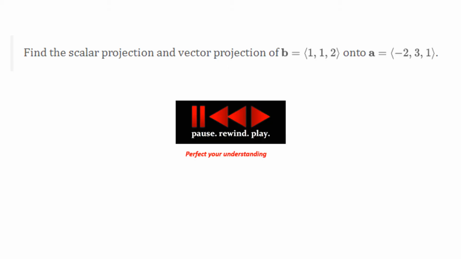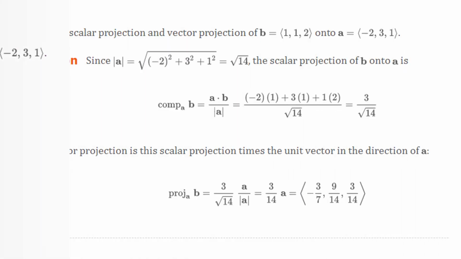Okay, so let's do this as an exercise. Find the scalar projection and the vector projection of this specific B, pointy bracket, 1, 2, 1, 1, 2, and A equal pointy bracket, minus 2, 3, and 1. You know what to do. Let's see how you did.